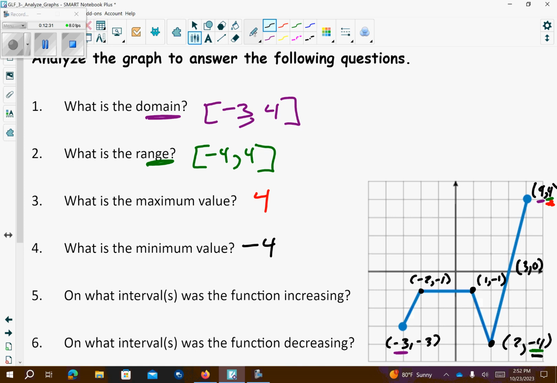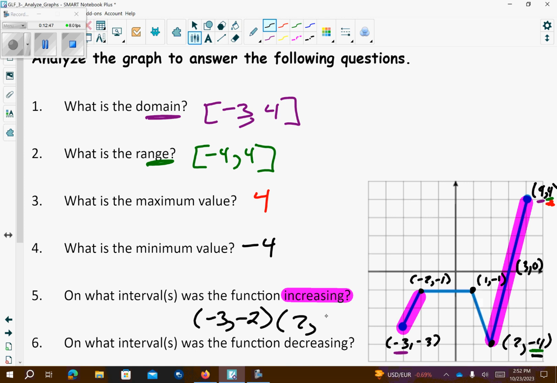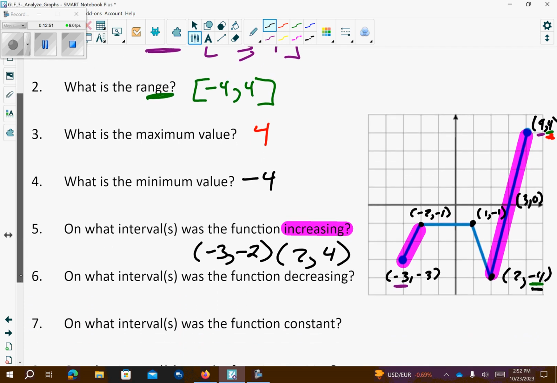Where are we increasing? Okay, so increasing is going to be here and here. So we use the x values of those points to talk about it. So it's increasing from -3 to -2. It's also increasing from 2 to 4. Again, you're using the x values to describe what's taking place.